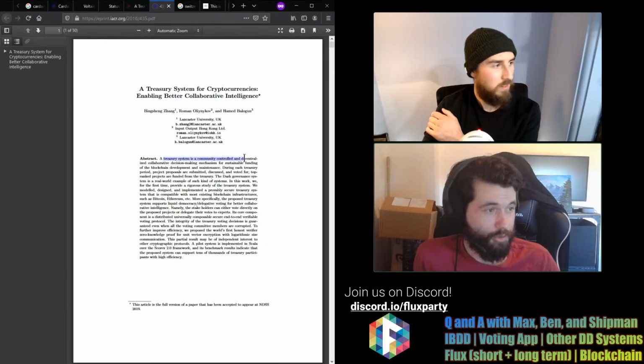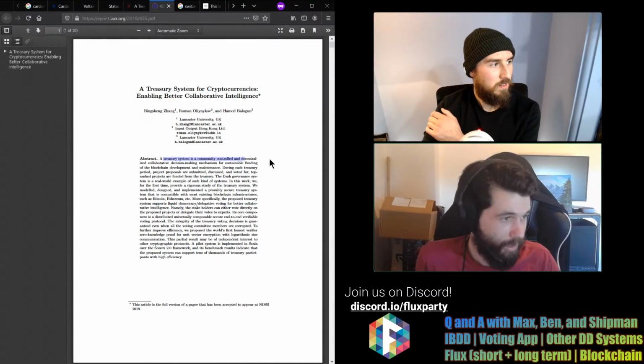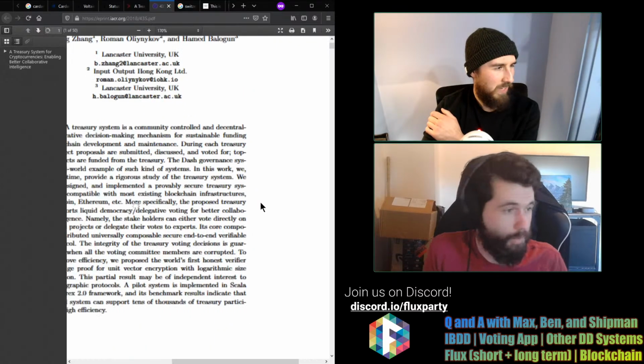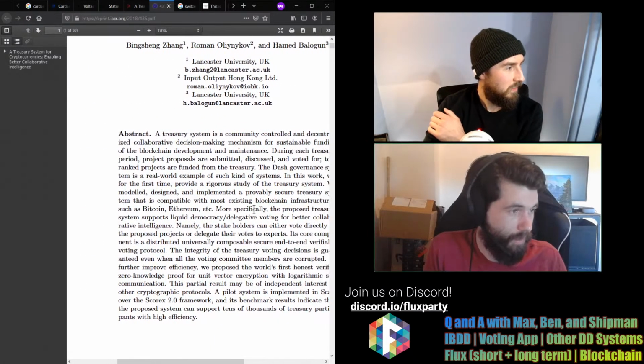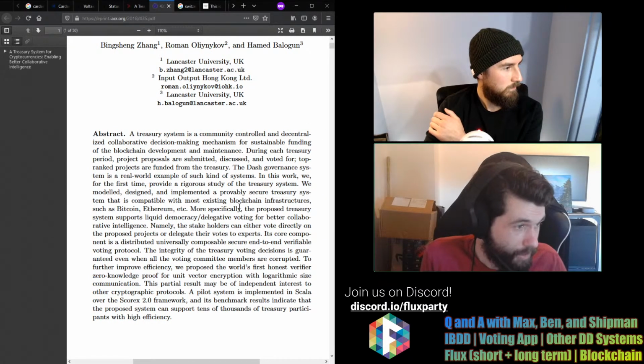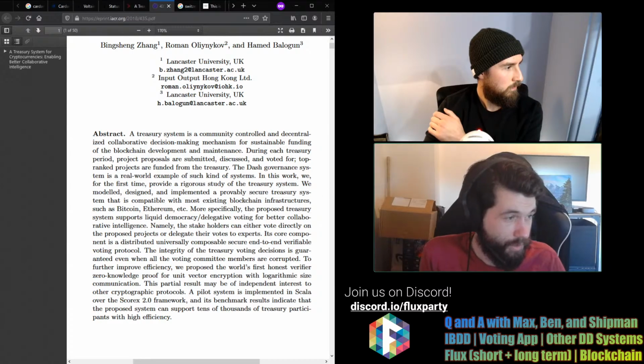Like they say here, a treasury system is a community-called and decentralized collaborative decision-making mechanism for blah blah blah blah. So Dash governance system, is that what they're calling it, or is that referring to the cryptocurrency Dash? Yeah, I'm not sure. Sorry, that's probably hard for people to read. So they mention other blockchains, like rigorous study of the treasury system, model, design, implemented, provably secure treasury system. What does provably secure mean? I mean, it's probably good, but here it just feels like language that's thrown in.